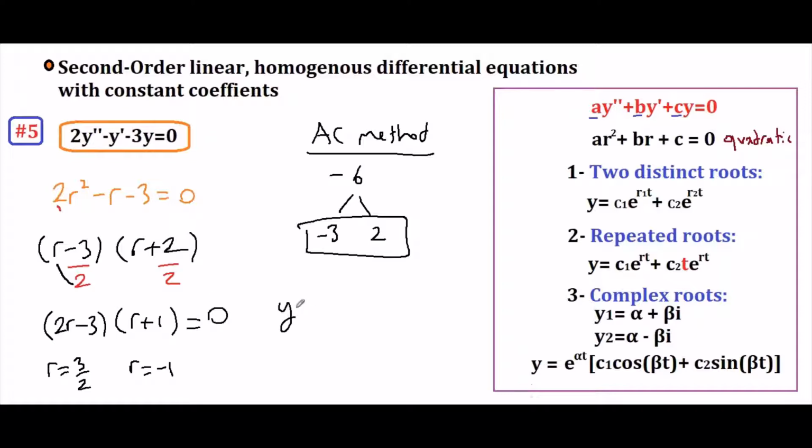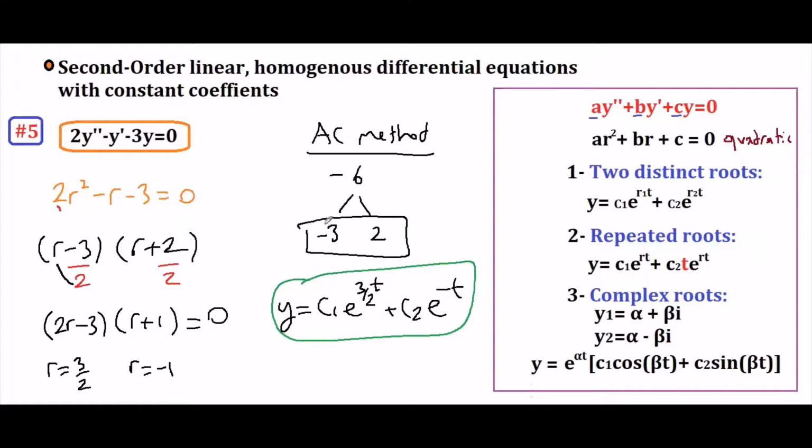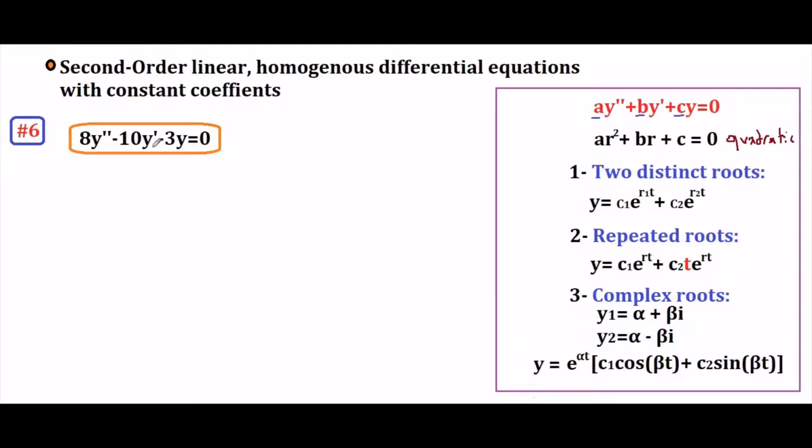Then our general solution will be C1 e to the 3 over 2 t plus C2 times e to the negative t. So you need to be fluent in factoring quadratic functions for solving second order linear homogeneous differential equations with constant coefficients. Let's do this one.